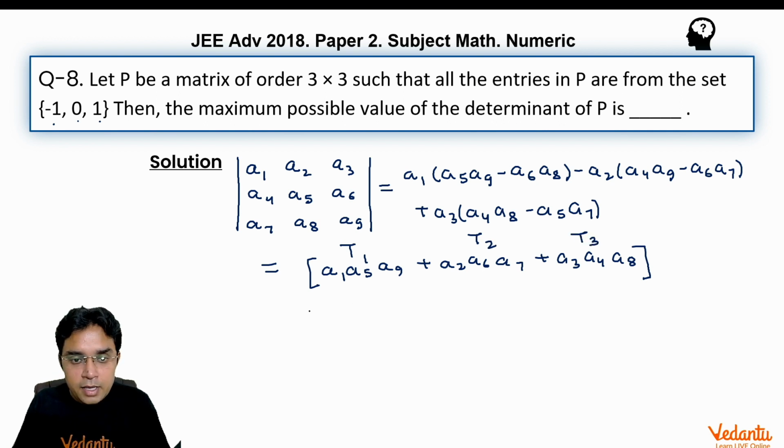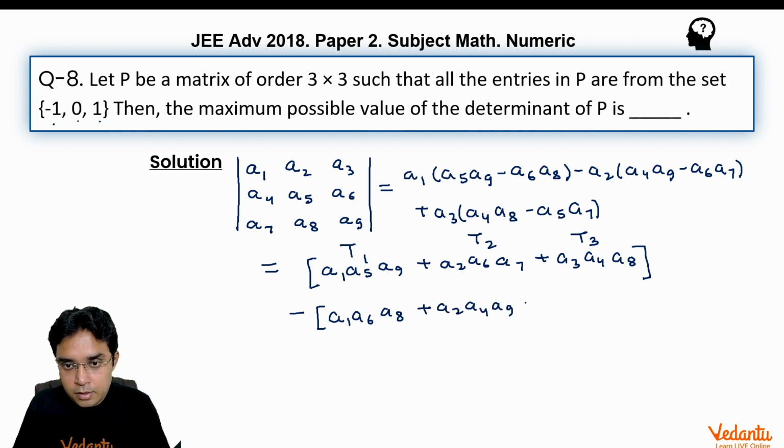And similarly, in another bracket, all the terms with minus sign. So A1 A6 A8 plus A2 A4 A9 plus A3 A5 A7. And let us call these terms T4, T5 and T6.